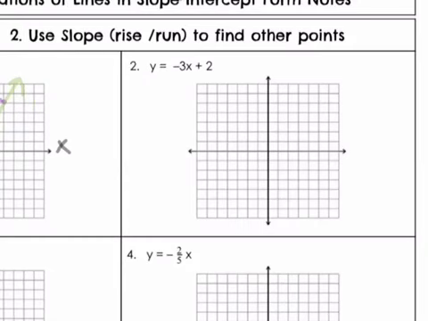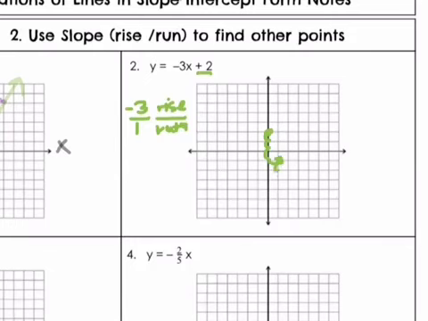All right, number 2. We're going to start with our y-intercept, which is +2. So we're going to go to +2 on the y-axis, and then we're going to use our slope. Our slope is -3, which means -3 over 1. So our rise is -3, which means we're going to go down 3, and the run is just going over 1. So from our y-intercept, we're going to go down 3. Down 1, 2, 3, and we always go right.